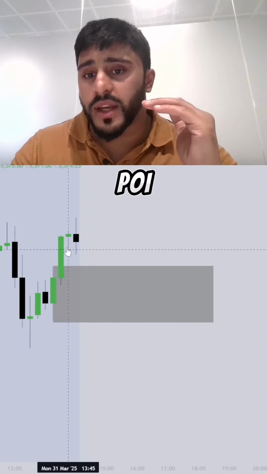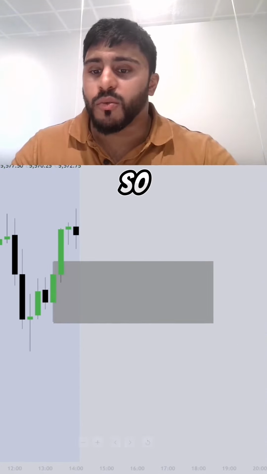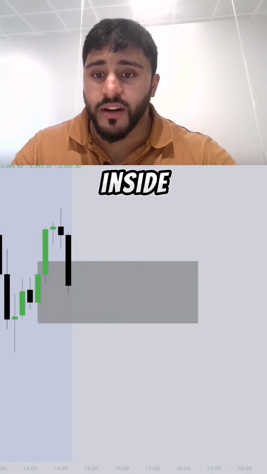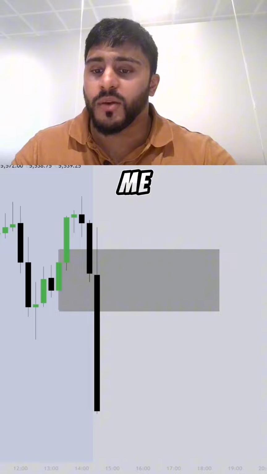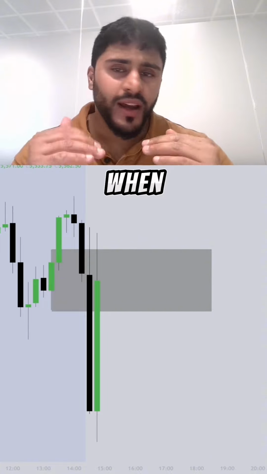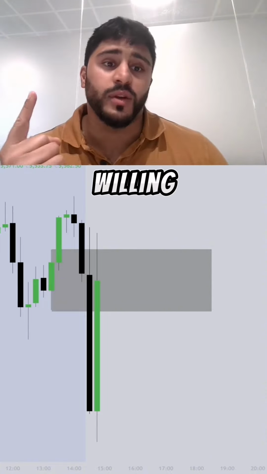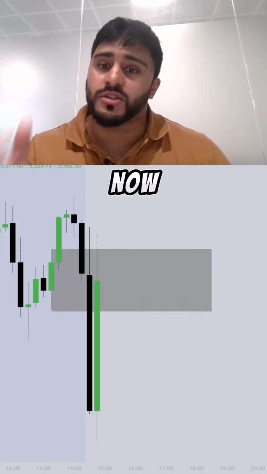This is an order block or a POI. This is the fair value gap just above over here. So what I'm looking for is I want to see how price behaves inside of this fair value gap. So notice how we had a very, very large aggressive move to the downside. And now from here, we had a very, very large aggressive move to the upside. When I see this, this gives me the indication that the market is willing to move up because buyers have now stepped into the market, right?